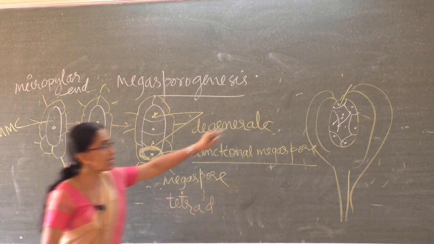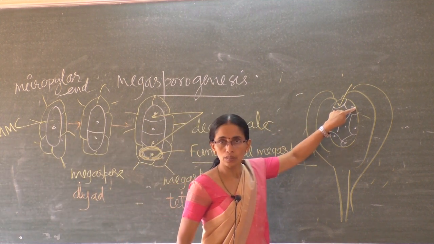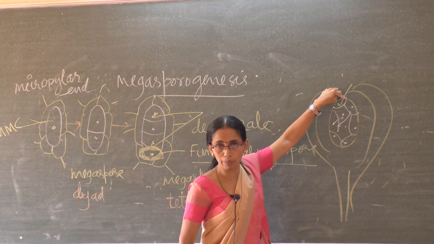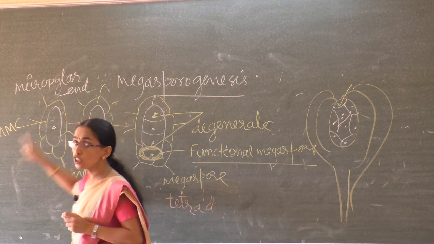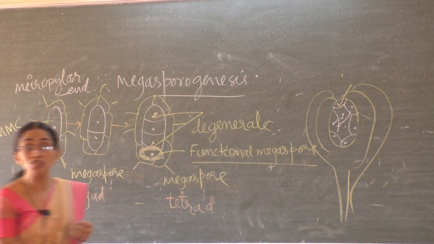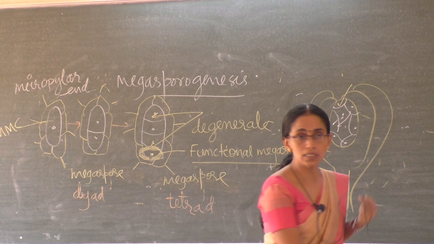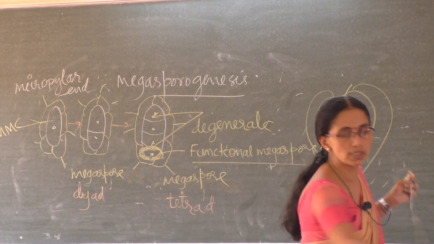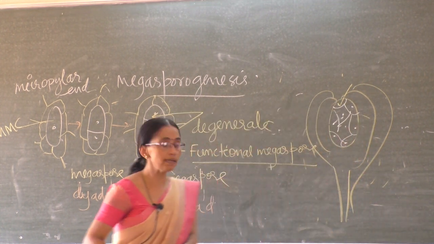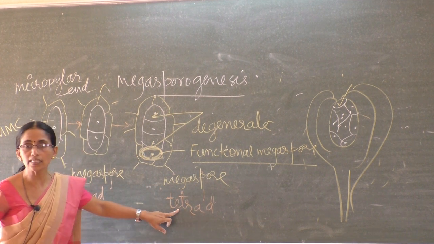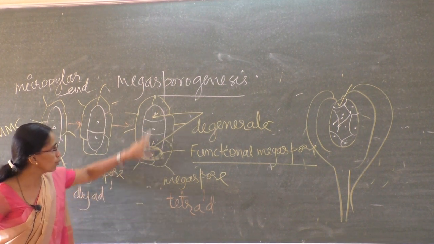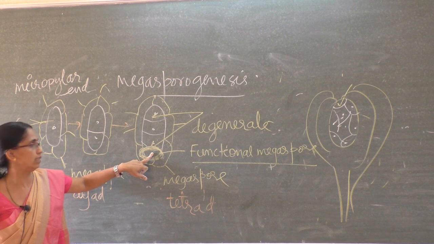So one single cell of the nucellus, which is closer to the micropyle, behaves like a megaspore mother cell, which differentiates into megaspore mother cell. This undergoes meiosis, resulting in dyad and tetrad. The tetrad here is a linear tetrad. Four megaspores are arranged in a line.